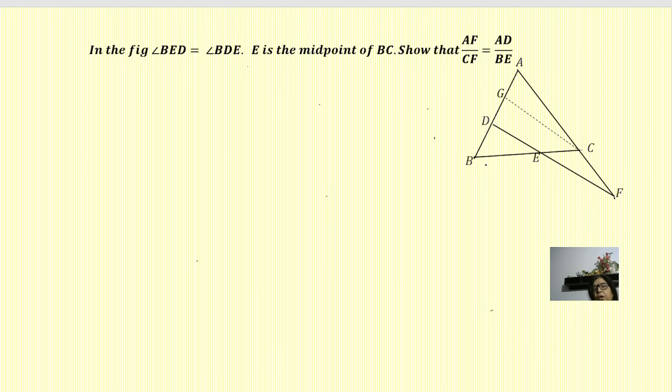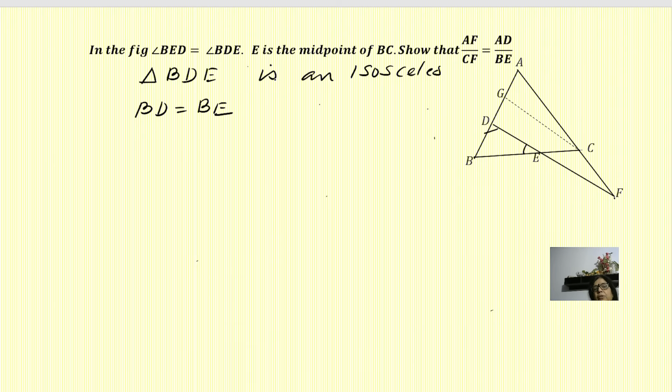Now let us focus on BED is equal to BDE. If BED is equal to BDE, then these two angles are equal. So triangle BDE will become an isosceles triangle. Because if the base angles are equal, the sides subtending the equal angles are equal. So we can conveniently write BD is equal to BE. But it is also given E is the midpoint of BC. So BE becomes equal to EC. So the three of them are equal.